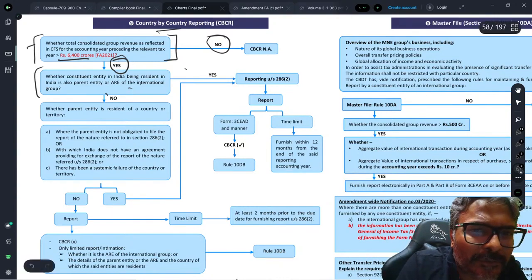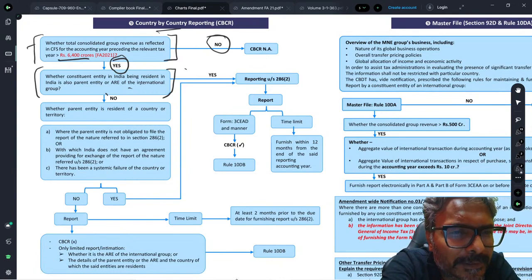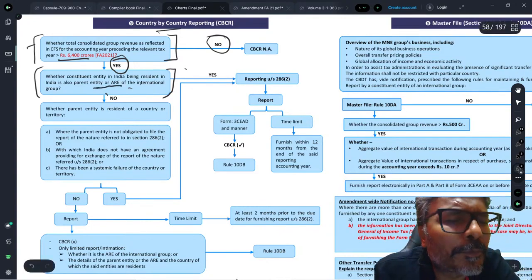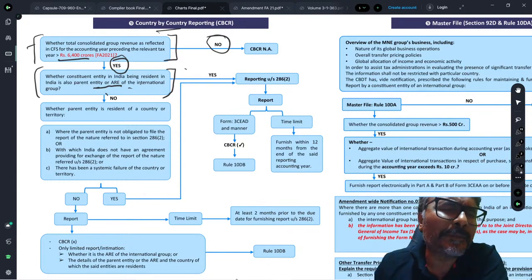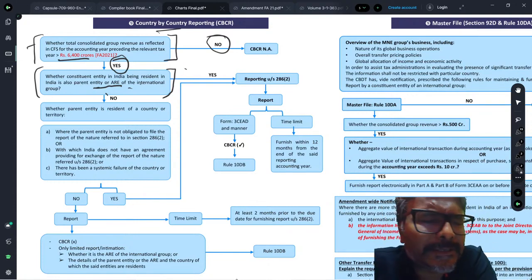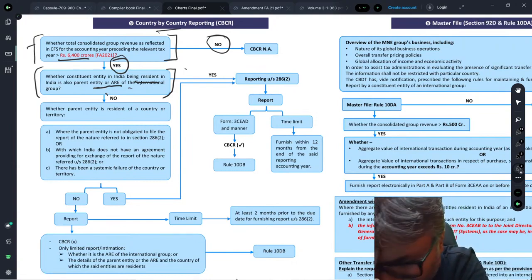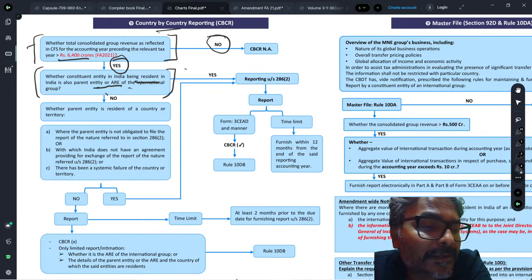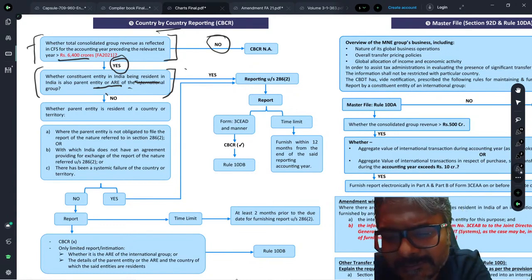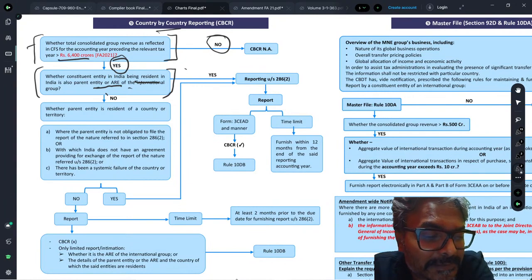Now, if you see it very carefully over here, what do we get? Whether the constituent entity in India, being resident in India, is also the parent entity, or ARE, which means alternate reporting entity. Just remember the parent, but the ARE full form is alternate reporting entity. So whether the constituent entity in India is resident in India, that is what it is. Students, tell me one thing. Is Coca-Cola India Private Limited also a resident in India or not? A simple question. What is your take on this one? Quickly tell me and then we'll proceed.